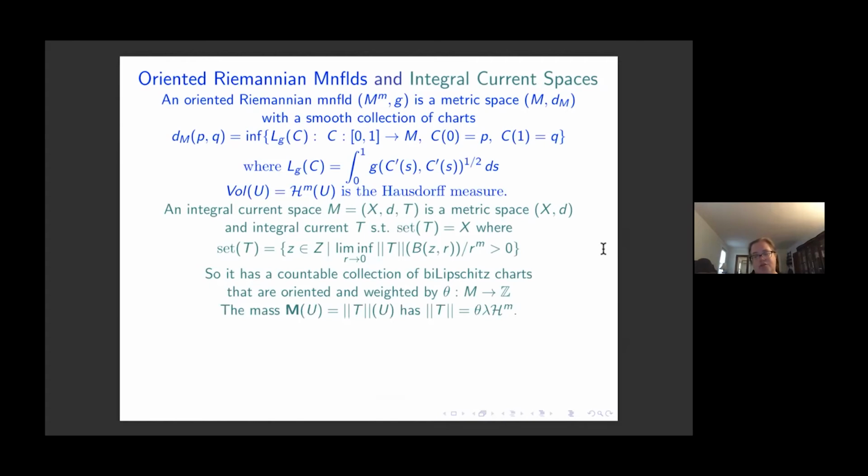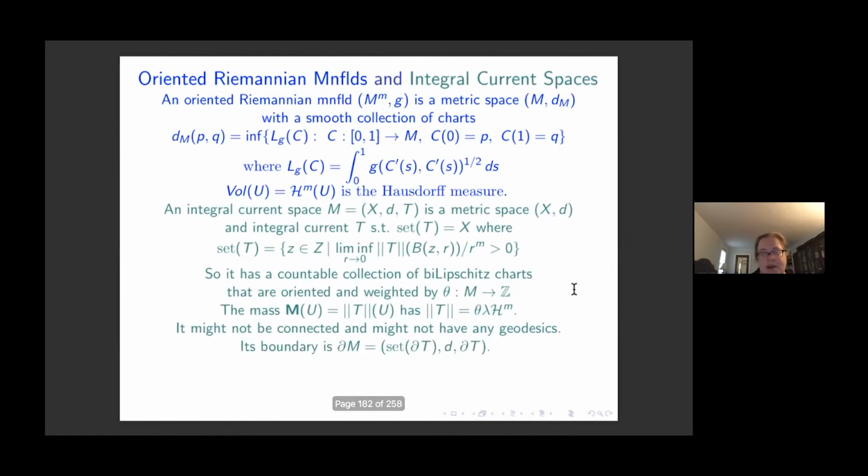The mass is this formula. It might not be connected, and it might not have any geodesics. So this is not the formula for the distance anymore inside an integral current space. Its boundary is defined this way.